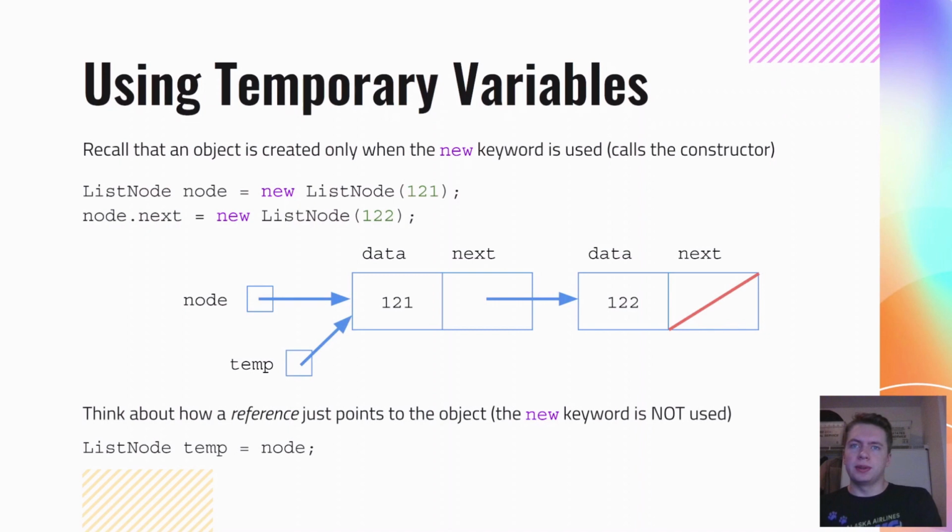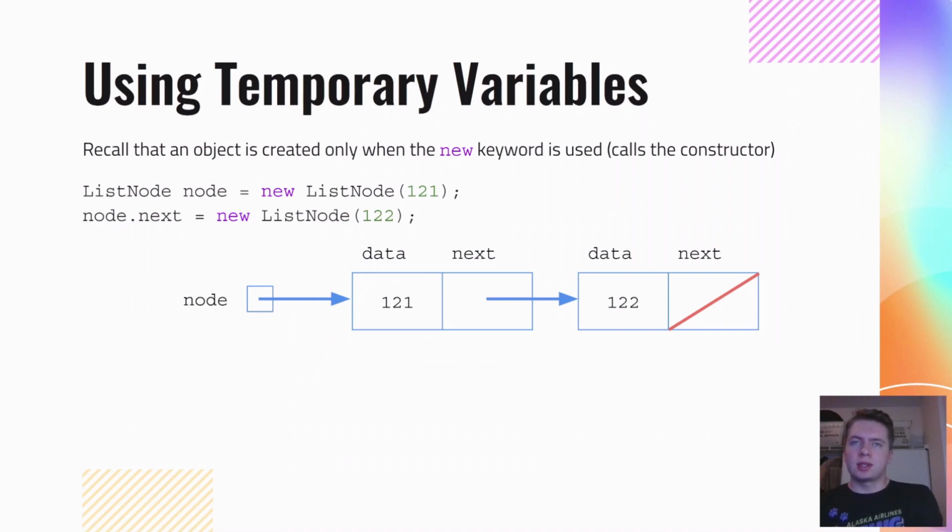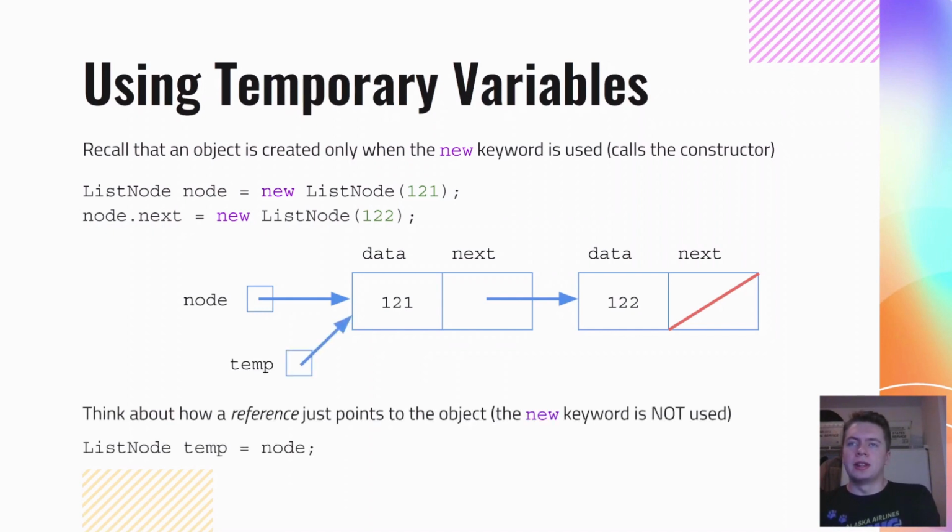When working with list nodes, it's also occasionally helpful to create temp variables or temp references to already existing nodes. This allows us to change what a current node is pointing to without losing a node reference. For example, if we tried to change node to point to node.next, then we would lose this first node. However, if we created this temp variable, temp will point to the original node, and we're safe to change node to node.next without losing this first node.